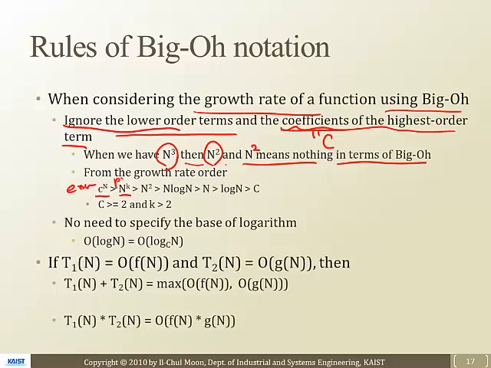This is called polynomial, right? And here is all polynomial. This is called n log n. And this is called linear. And this is called logarithmic. And this is called constant, right? So the order is exponential, polynomial, n log n, linear, logarithmic, and constant, right?